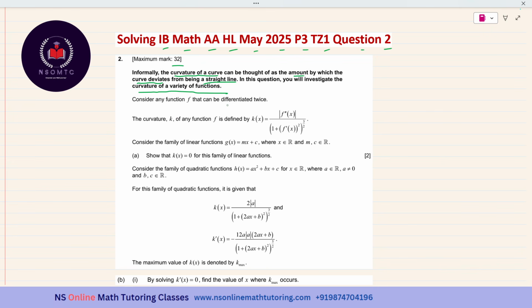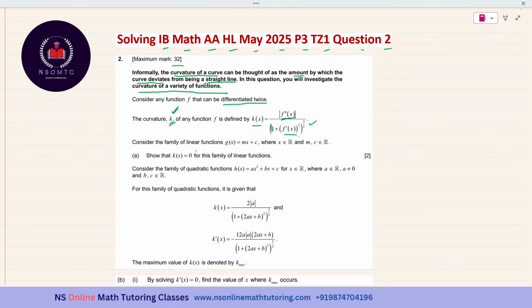Consider any function f that can be differentiated twice. The curvature, this is actually the Greek letter kappa, but you may call this k. I am calling it k because many students have difficulty recognizing this as kappa. So k of any function f is defined by k of x equal to the absolute value of f double prime, that is the second derivative of f of x with respect to x, divided by 1 plus the first derivative of f of x with respect to x whole squared, and this whole thing is raised to the power of 3 over 2.